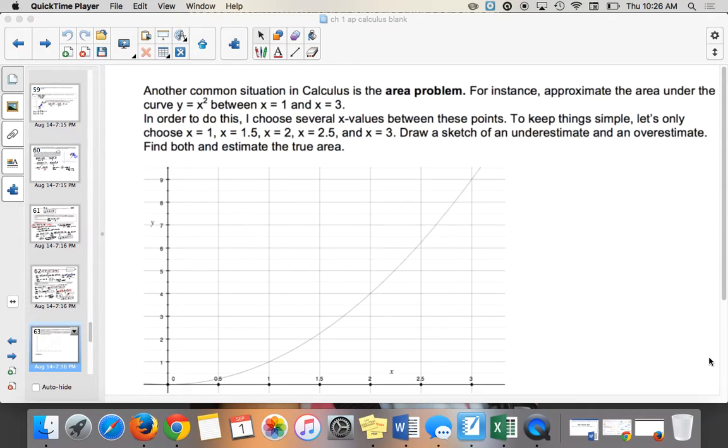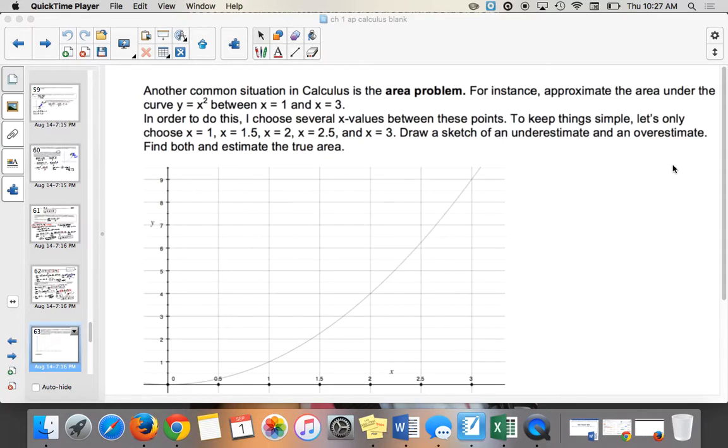Another common situation in calculus is the area problem. Last time we talked about the tangent line problem, like finding the equation of a tangent line by using limits to get that slope. Now we're going to talk about an area problem. Calculus was created to solve both of these problems. Mathematicians were working on each of these, and they didn't really realize that they were connected to each other, and they are connected. They're actually kind of opposites of each other, but we'll talk about that throughout the year.